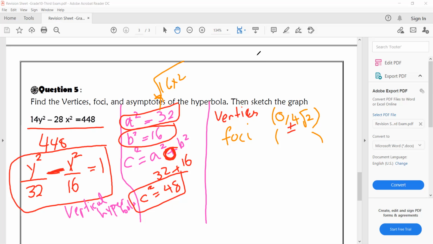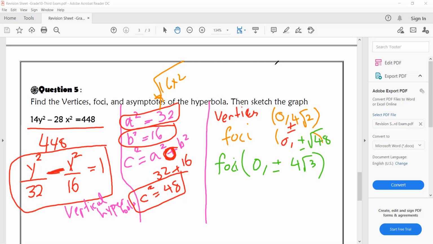Now what about the foci here? It is (0, positive negative square root of 48), or you can say it is (0, positive negative 4 square root of 3). Now, what do I need now? The asymptotes. Can I leave it like the last one? Yes, you can write this one or this one.